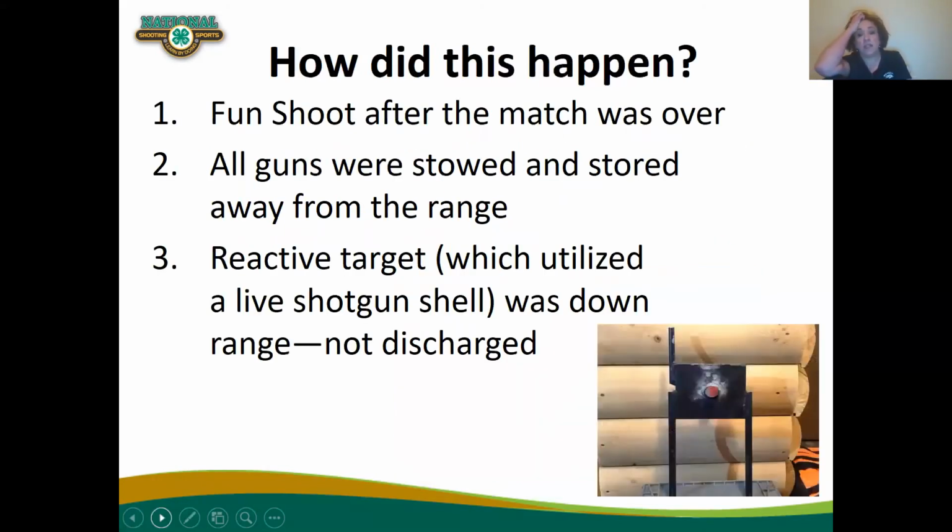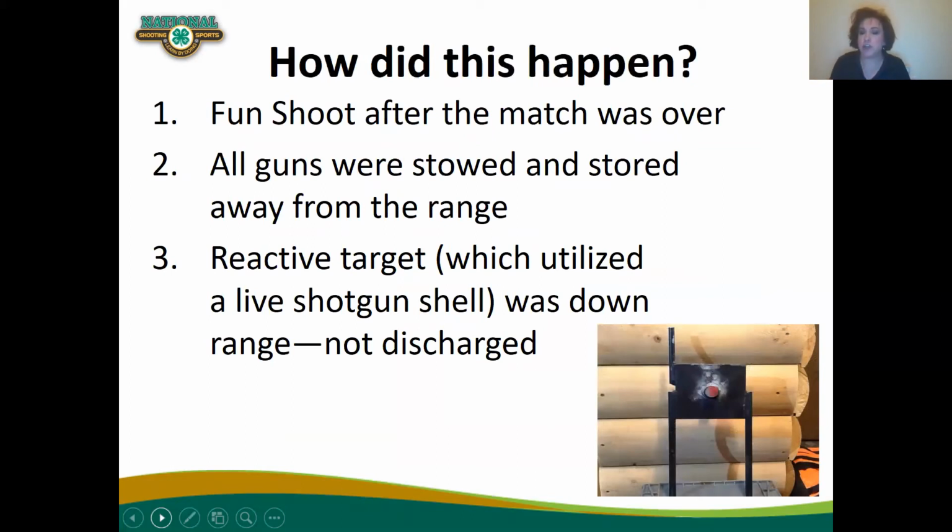Now what you need to know at this fun shoot was there were 3 reactive targets that were operated by way of shooting a .22 caliber round at the front of a steel target. I want to make sure I get the story right, so I am kind of reading this one.